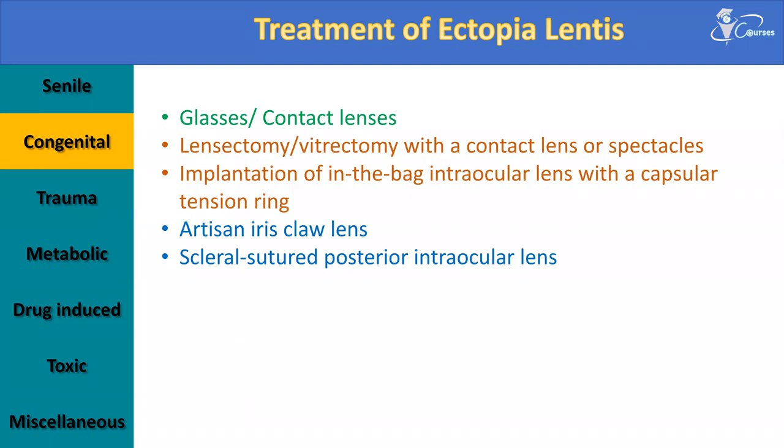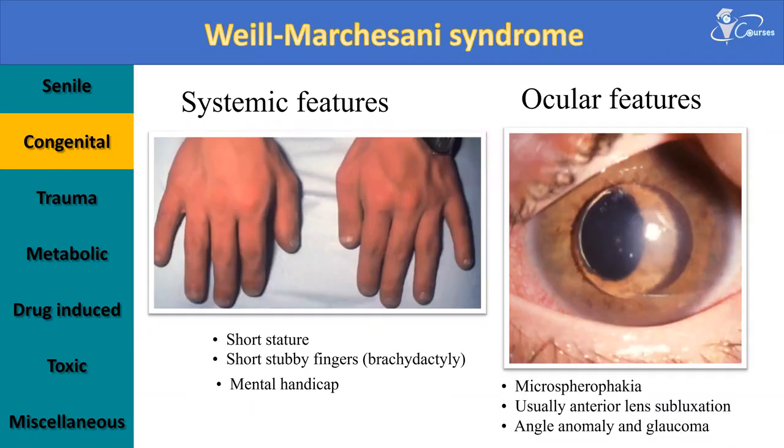Dr. Yahya asks, is Marfan dominant? Yes, Marfan is autosomal dominant. And homocystinuria and Weill-Marchesiani syndrome are autosomal recessive.